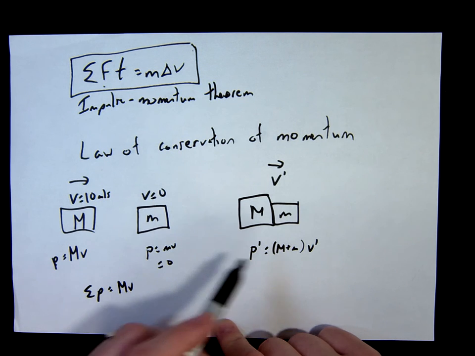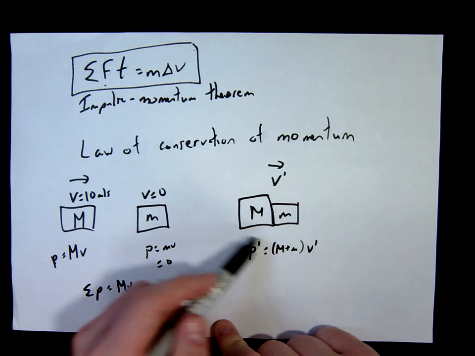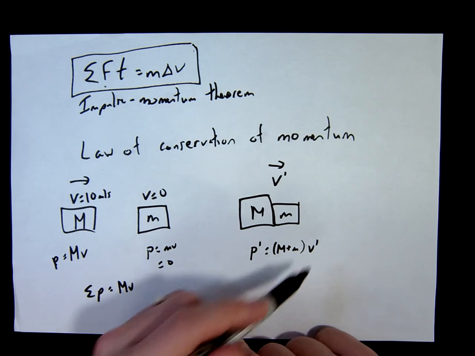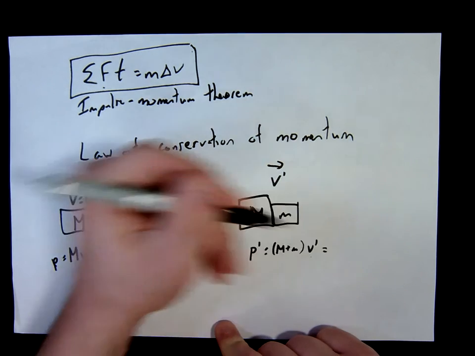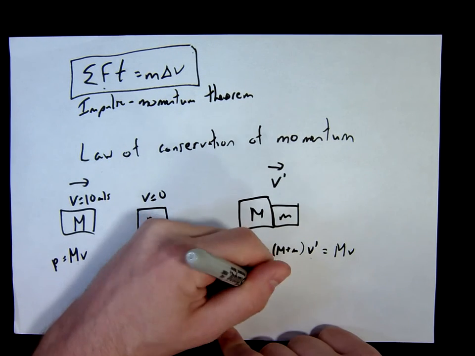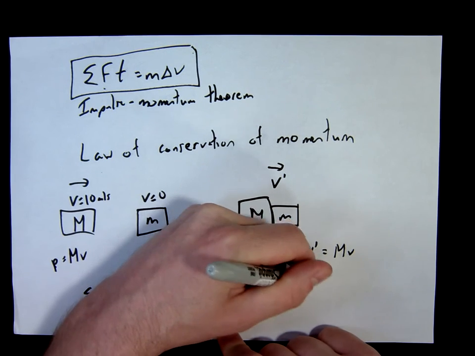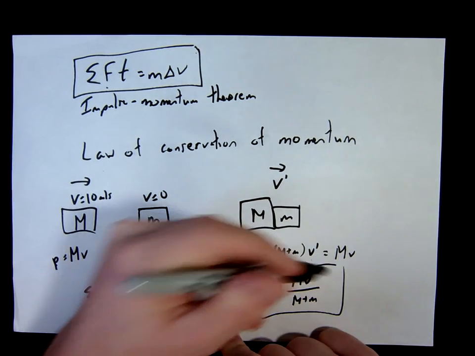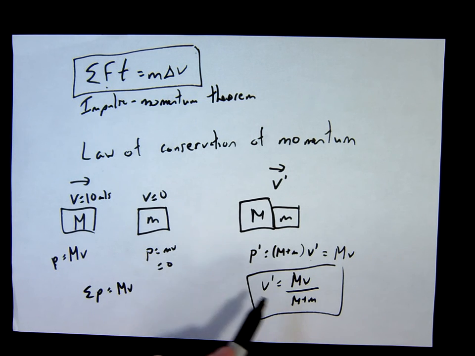So if I want to figure out the speed of these two combined afterwards, what would I do? I'm looking for that, and I know that it is equal to big M times V. So when we set all this equal, V prime is equal to big M V all divided by m plus M. Nice little package. Don't memorize this, again. This is for this scenario.